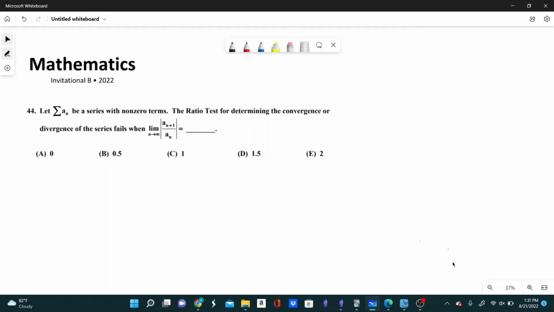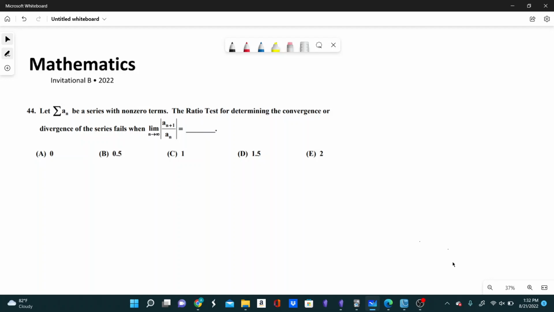Number 44. Let sigma of a sub n be a series with non-zero terms. The ratio test for determining the convergence or divergence of the series fails with the limit as n approaches infinity of a sub n plus 1 divided by a sub n is equal to what?